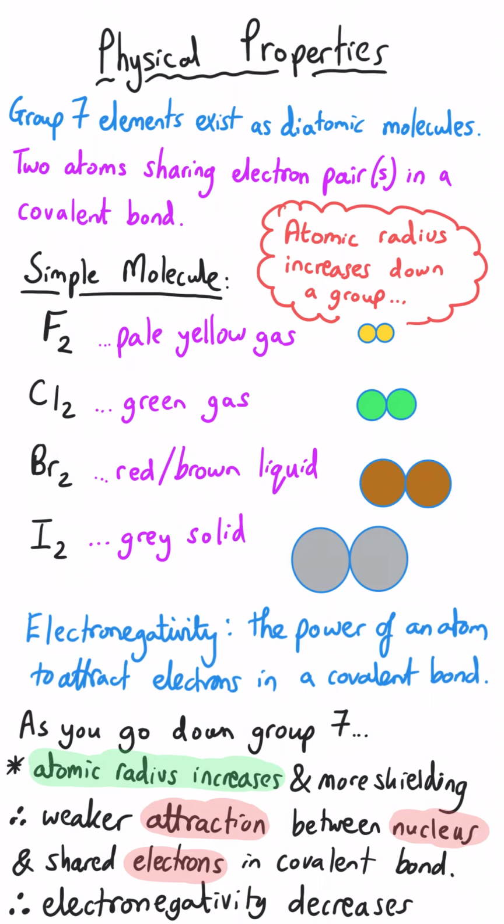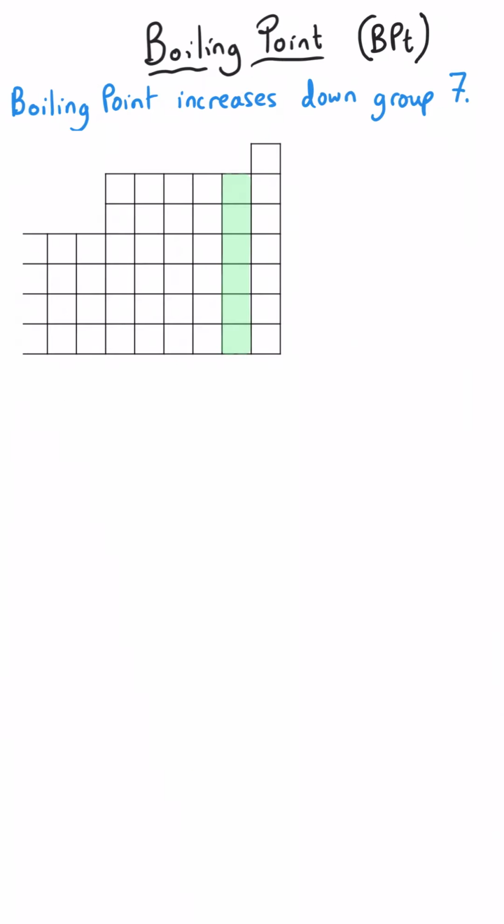Now, since the atoms get larger as you go down group 7, there is a bigger distance between the nucleus and the covalently bonded electrons, and there are also more energy levels between these covalently bonded electrons and the nucleus, more so as we go down the group. As a result of this, the electronegativity decreases down the group because that electrostatic attraction between the nucleus and the covalently bonded electrons decreases.